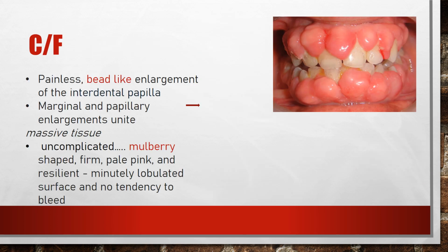Clinical features mainly appear as painless bead-like gingival enlargement of the interdental papilla. When the marginal and papillary gingival enlargements get united, it leads to massive tissue. If it is uncomplicated, it leads to a mulberry-shaped, firm, pale pink and resilient enlargement with a minutely lobulated surface and no tendency to bleed. You can see this in the clinical diagram, the mulberry shape. When both the marginal and papillary enlargements get united, it leads to the mulberry shape. Otherwise it will be like bead-like papillary enlargement.